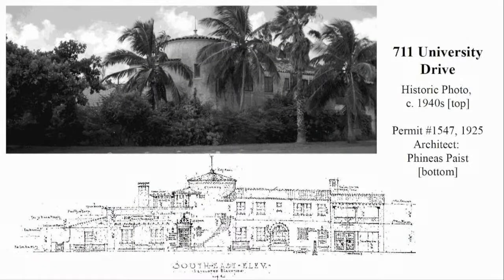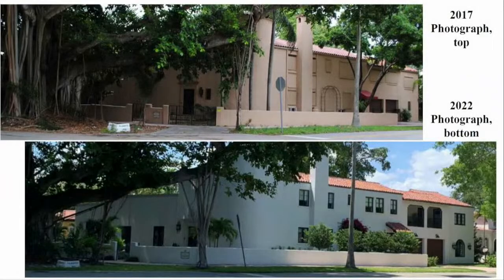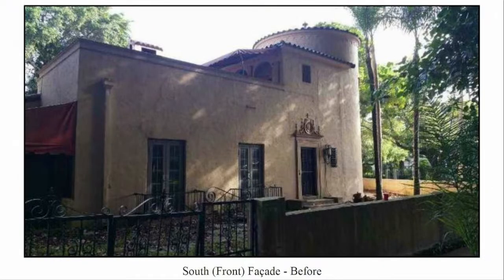This is a photo from the 1940s that unfortunately doesn't show you much, and then the rendering of the original permit down below from Phineas Paist. So as I'm going to go through the befores and afters, they're pretty apparent which ones are the befores and which ones are the afters. Overall shot here, and then I'm going to walk you around the building while I'm telling you what they've done.